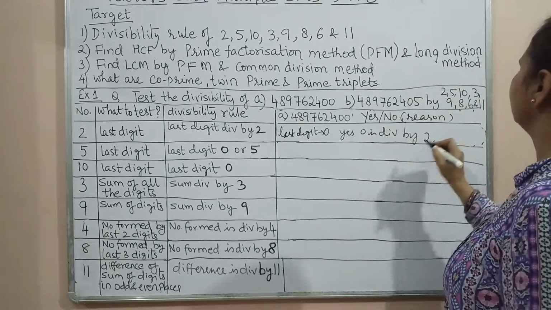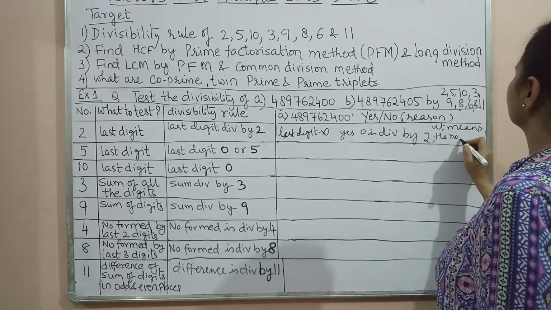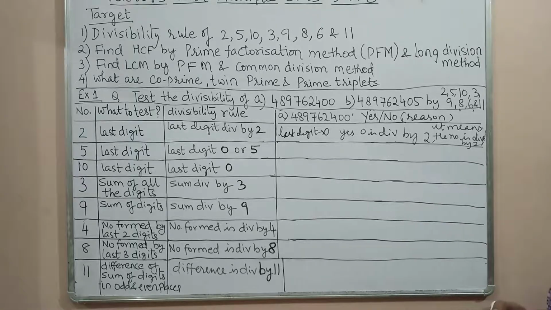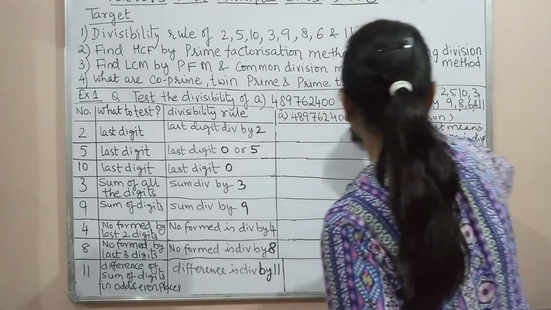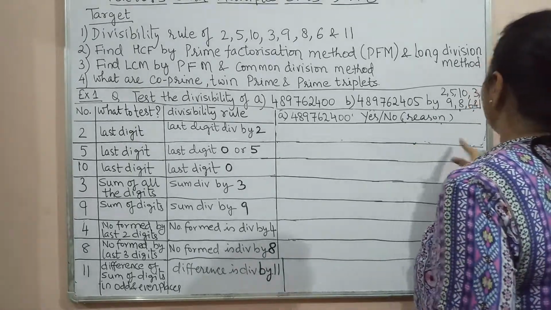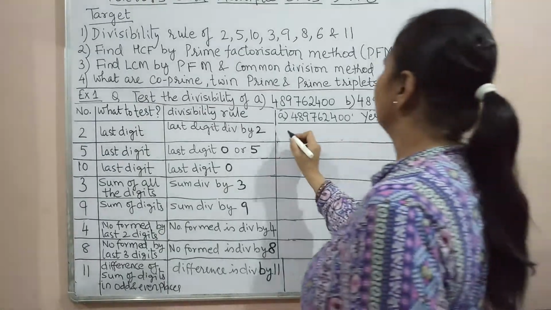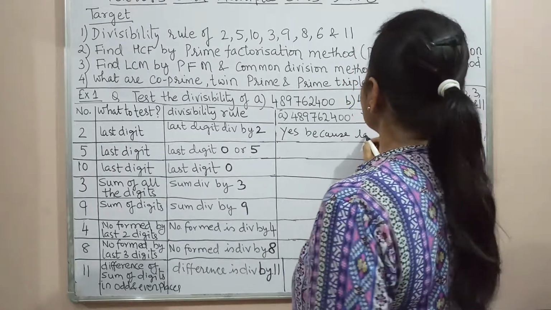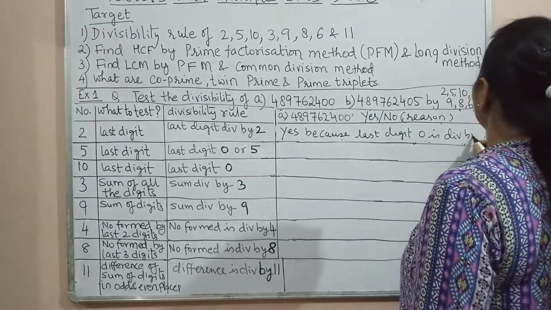That means the number is divisible by 2. Alright? So it's a simple thing. What we want to know, we have to test the last digit and check whether the last digit is going by 2 or not. Then if it is going by 2, it means it is divisible. So we have been asked, is it yes or no? It is yes, because the last digit 0 is divisible by 2.